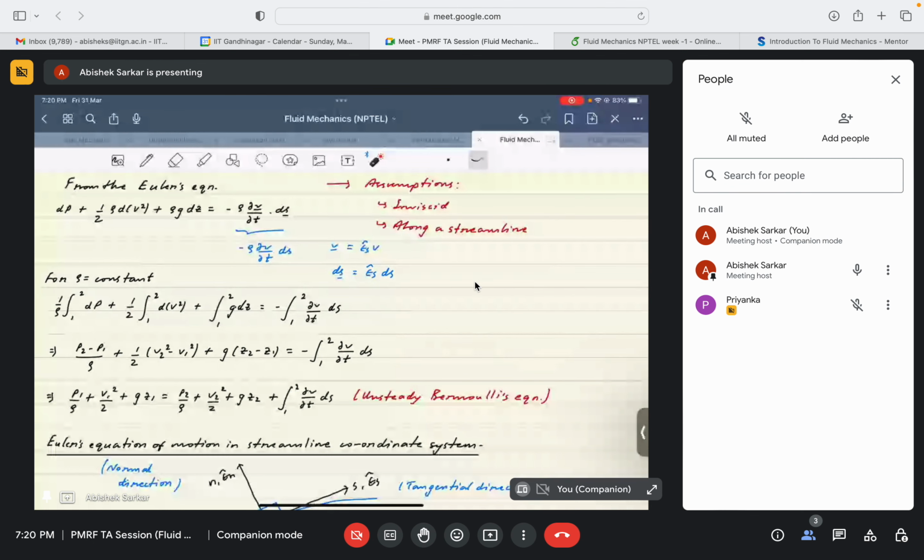Is the screen clearly visible? Yes, sir, visible, sir. Okay, it was showing some glitch in the computer.